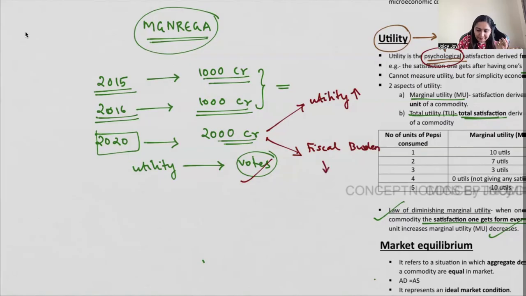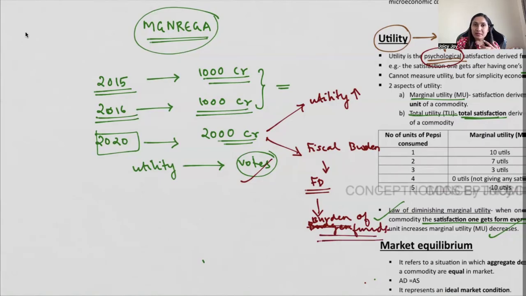Burden for the government, which we call fiscal deficit, or we can say burden of funds. So the positive side for the government would be that they would be able to improve the psychological satisfaction and increase the number of votes. But at the same time, this creates a fiscal deficit. This is how we will study every concept.